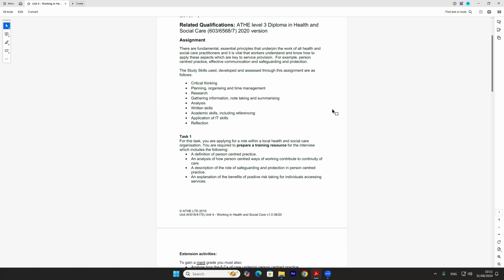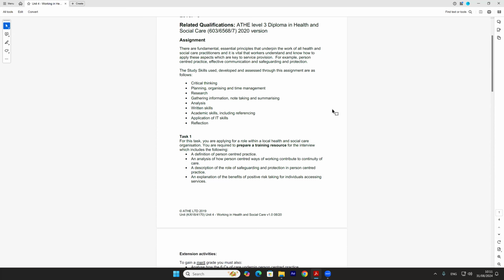And the third point is a description of the role of safeguarding and protection in person-centered practice. So if we talk about safeguarding, safeguarding involves protecting individuals, especially vulnerable groups, from abuse, harm, and neglect. In person-centered practice, safeguarding is a key component, ensuring that the individual's well-being is prioritized in all aspects of care.